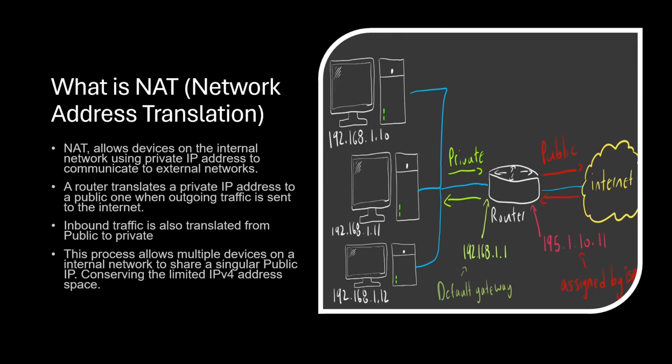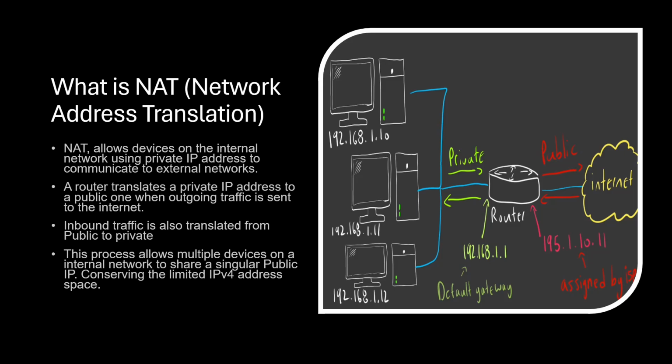Another concept I want to talk about is NAT, Network Address Translation. NAT allows devices on the internal network to use private IP addresses. Remember, I said private IP addresses are not routable. Now, this begs the question, how do we access the internet? Well, this is where network address translation comes into play. NAT allows the private IPs on your network to communicate to the internet by using one public IP.